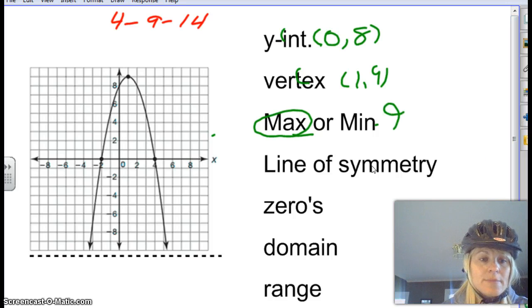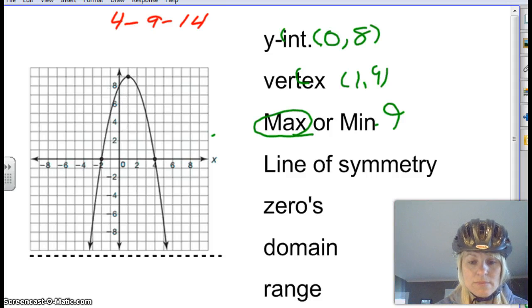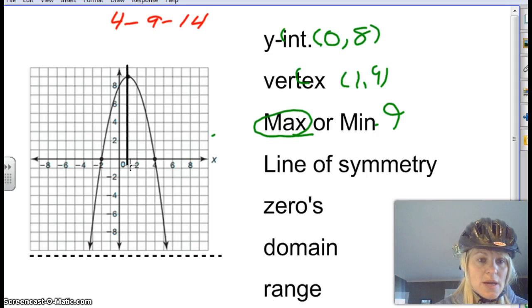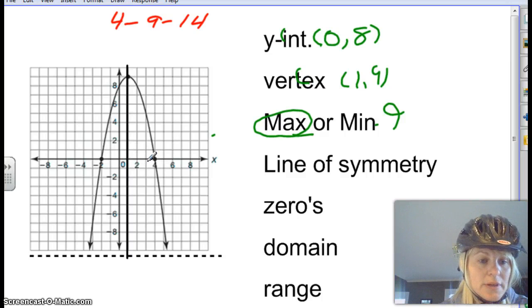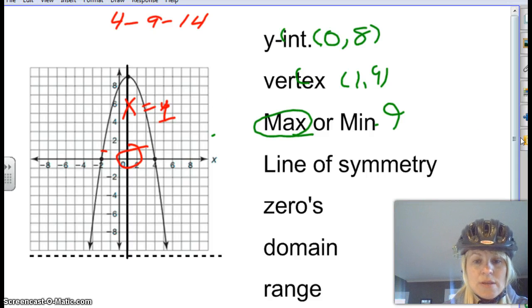All right, so our line of symmetry is going to be what cuts this right down the middle. So we'll just take this line and drag it straight down, and we can see that it goes through at the 1 on the x. So that's going to have a vertical equation of x equals 1. So my line of symmetry here is going to be x equals 1.